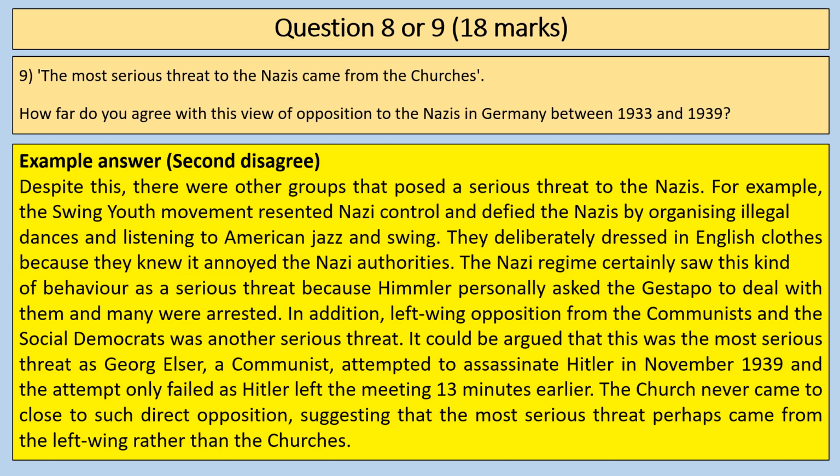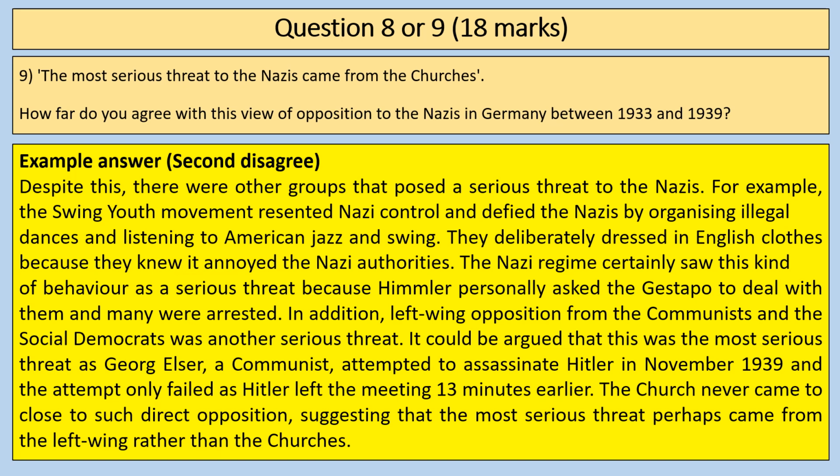Despite this, there were other groups that posed a serious threat to the Nazis. For example, the Swing Youth movement resented Nazi control and defied the Nazis by organising illegal dances and listening to American jazz and swing. They deliberately dressed in English clothes because they knew it annoyed the Nazi authorities. The Nazi regime certainly saw this kind of behaviour as a serious threat because Himmler personally asked the Gestapo to deal with them, and many were arrested.